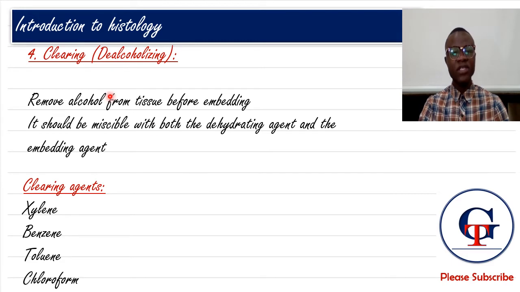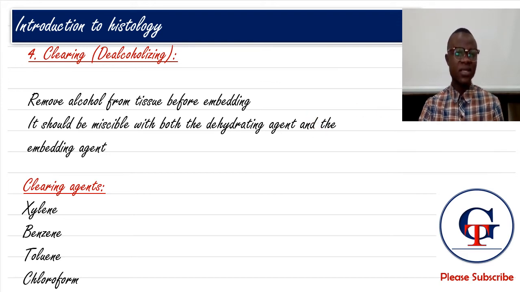So we've dehydrated our tissue and we want to remove the dehydrating agent from our tissue. That is where this next step comes into play. That's clearing. Clearing involves the removal of our dehydrating agent, alcohol for short, in order to have our tissue embedded for the next step. There are some few criteria that our clearing agent should possess. Our clearing agent should be miscible with the dehydrating agent, and also it should be miscible with the embedding agent.